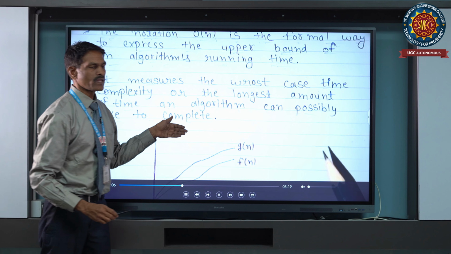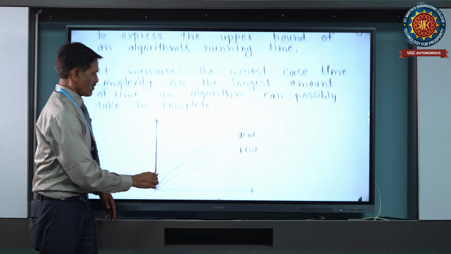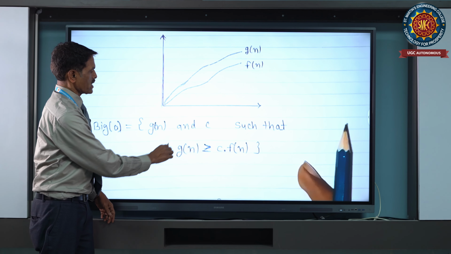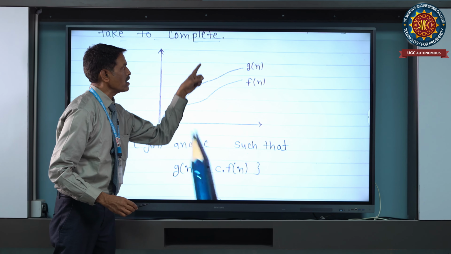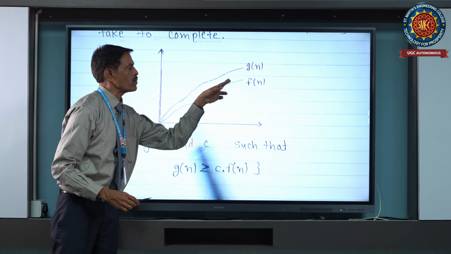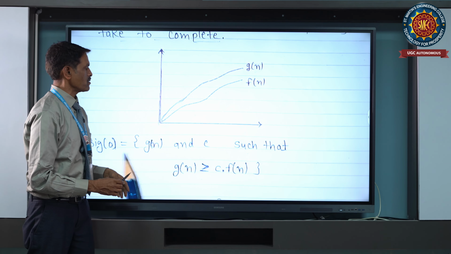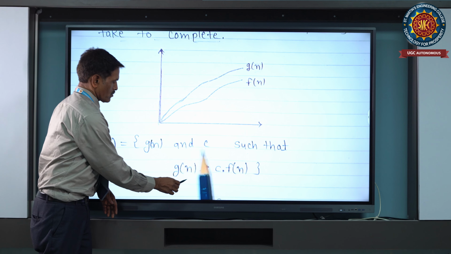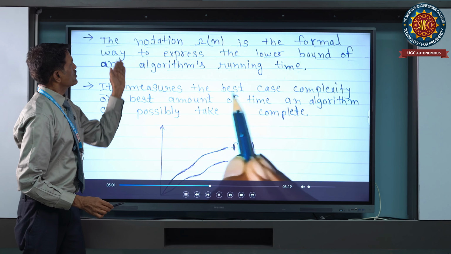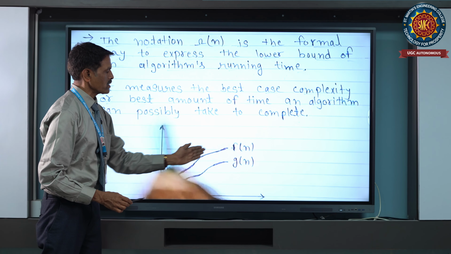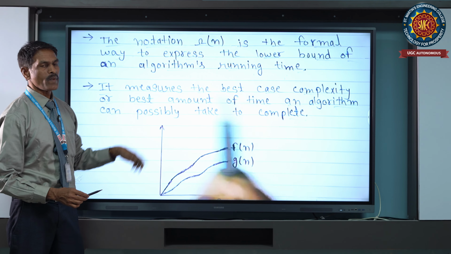Here it is about the big O notation. For omega notation, f of n is greater than or equal to c of g of n, that is, g of n is below the function. This is the omega notation.